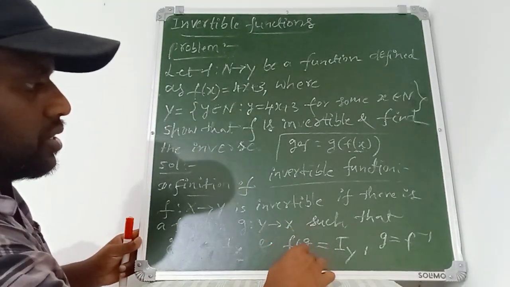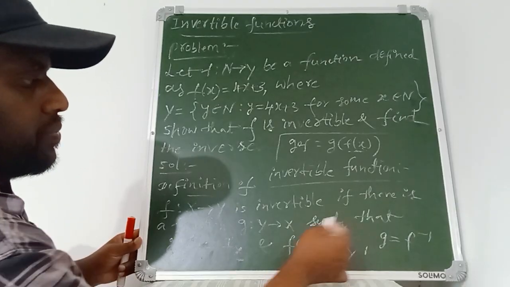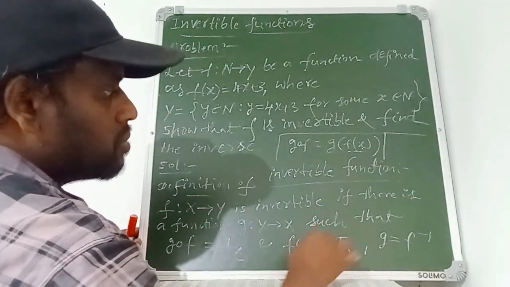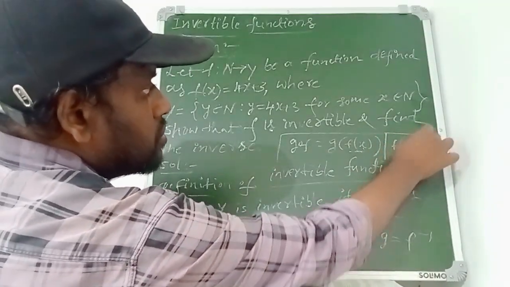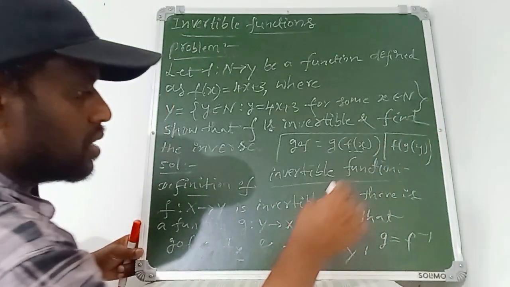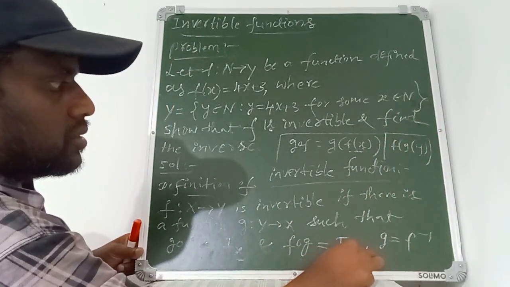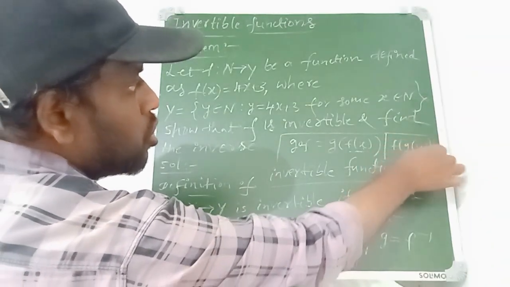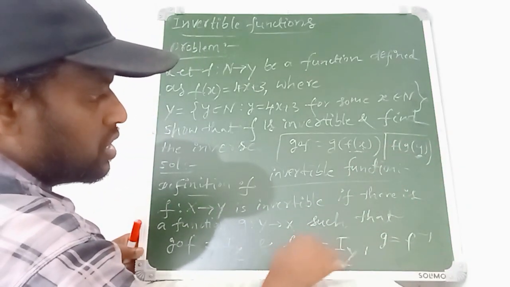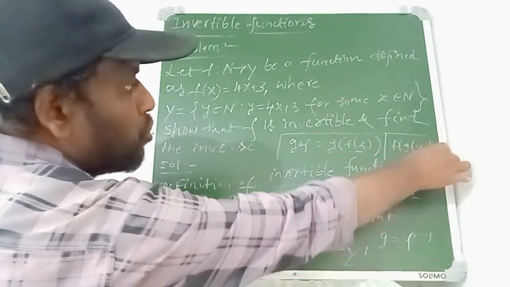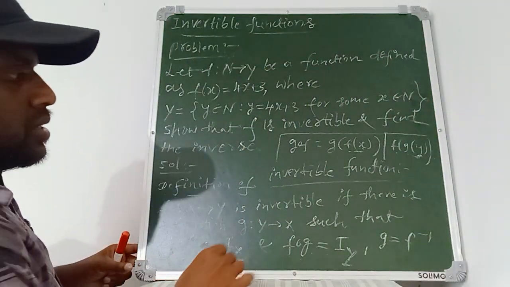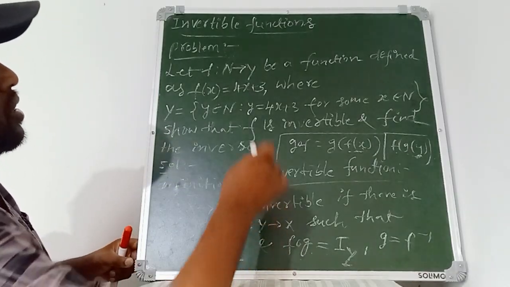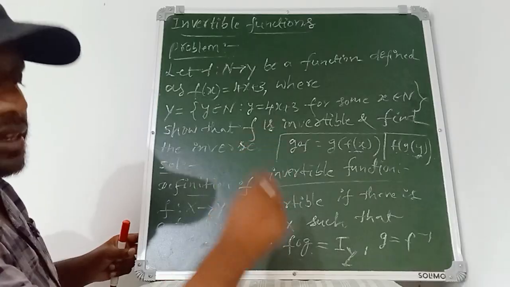Next, another condition: f∘g is equal to I_Y. This f∘g can be written as f of g of y. Since we have capital Y here, we will take small y, then f of g of y. So f∘g is equal to f of g of y. So this is the definition of an invertible function. Using this, we can solve this problem. Now I will explain.